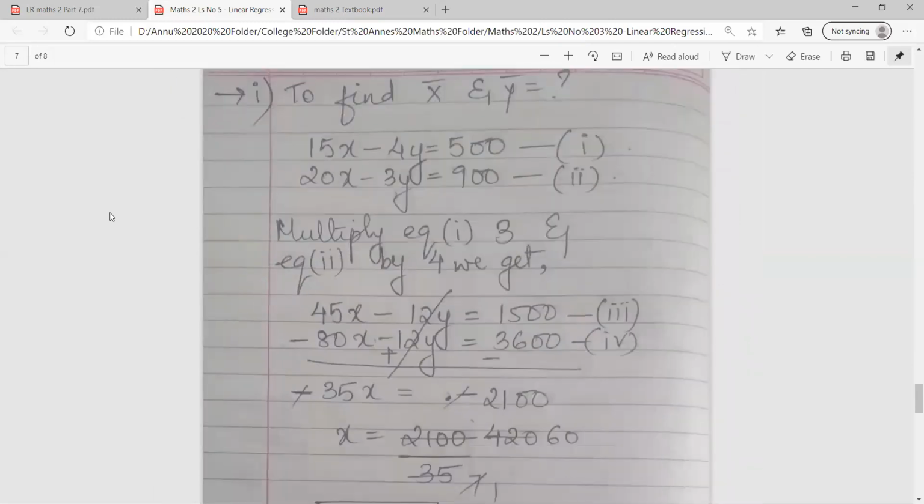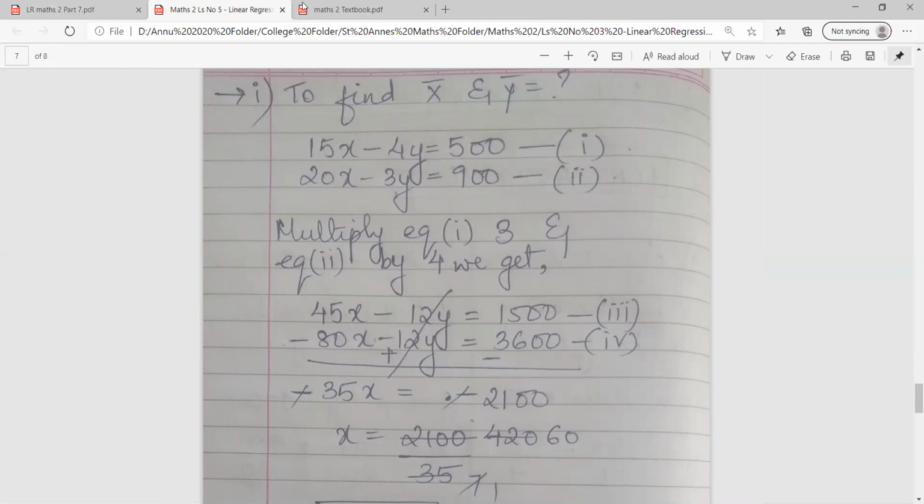We'll first solve both the equations simultaneously like this. 15x minus 4y is equal to 500. 20x minus 3y is equal to 900. You will first arrange it and then solve it simultaneously. So on solving simultaneously, you will get the answer.